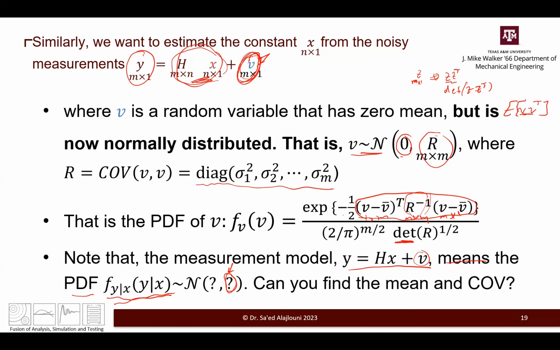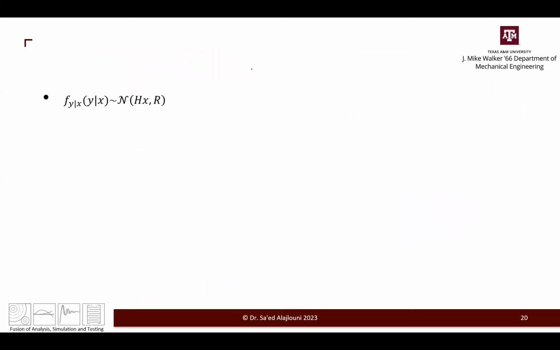So you're left with, remember, Y is the sum of two variables, Hx and V. This is deterministic, and this is stochastic. So eventually the conclusion is that it's going to be a normal distribution with this mean, Hx, and the covariance of the noise. That's Y given X, the PDF of Y given X.